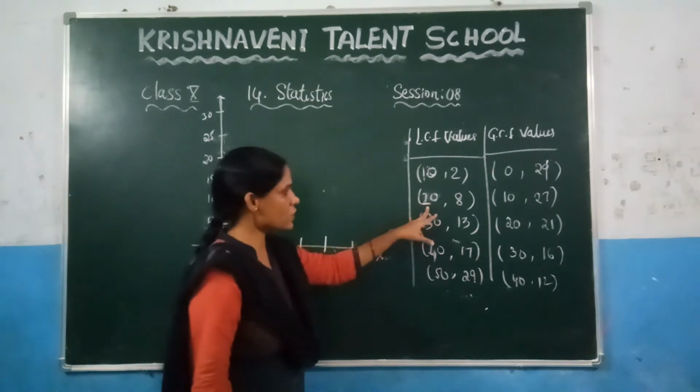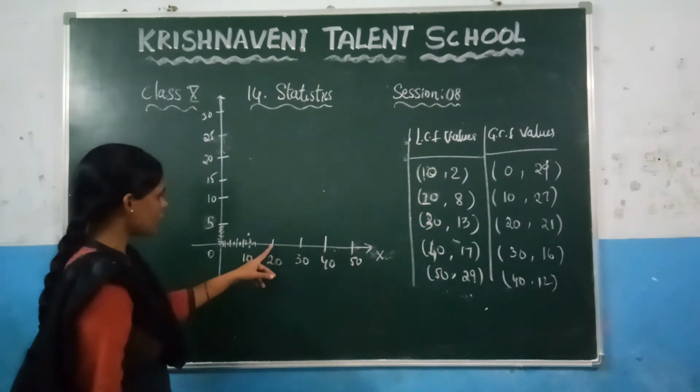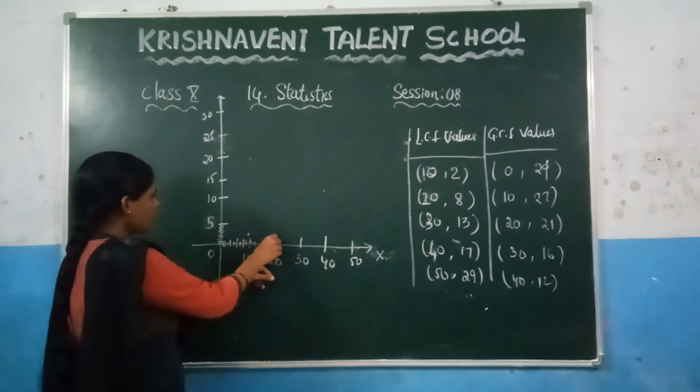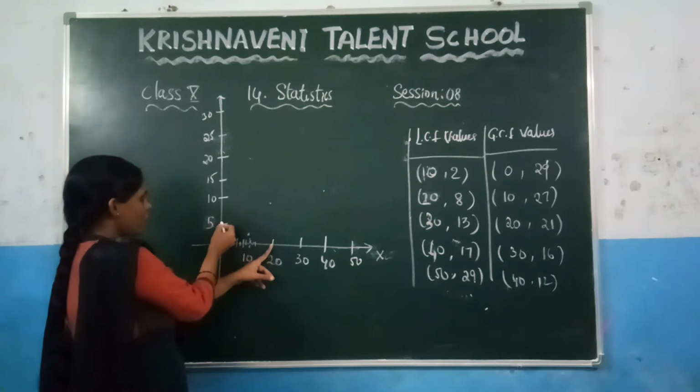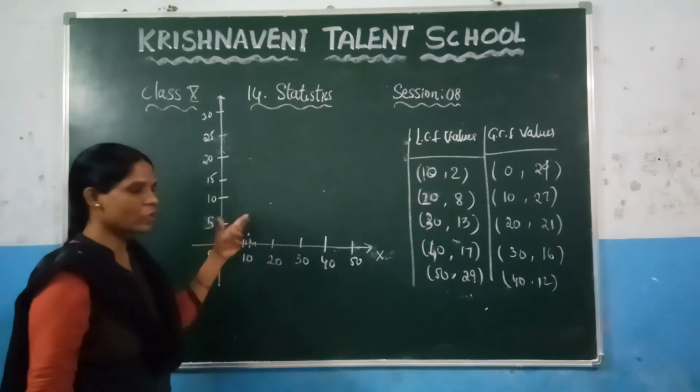So here the next one, which is 20. So where is 20? Here 20. And similarly you can check it here 8, it will come nearly like this. You can calculate 5, 5.5, 6, 6.5, 7, 7.5 like that.